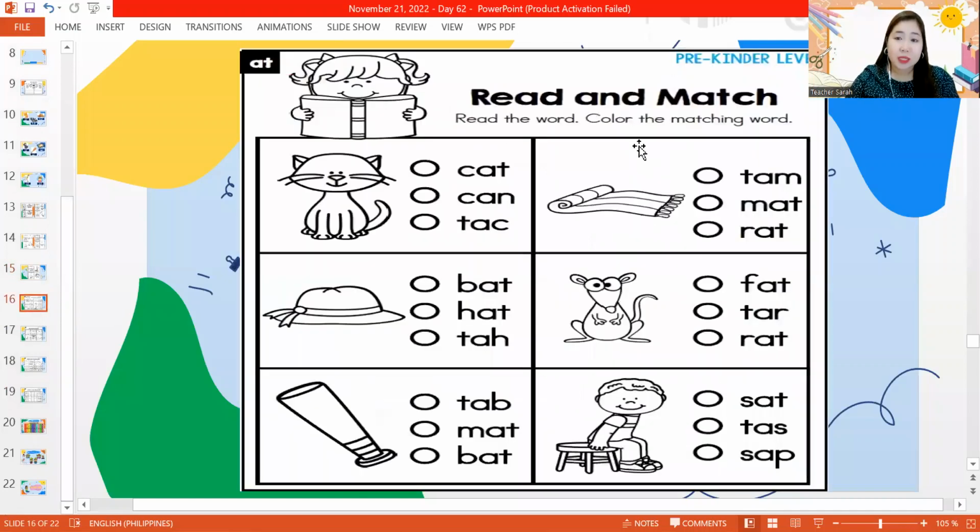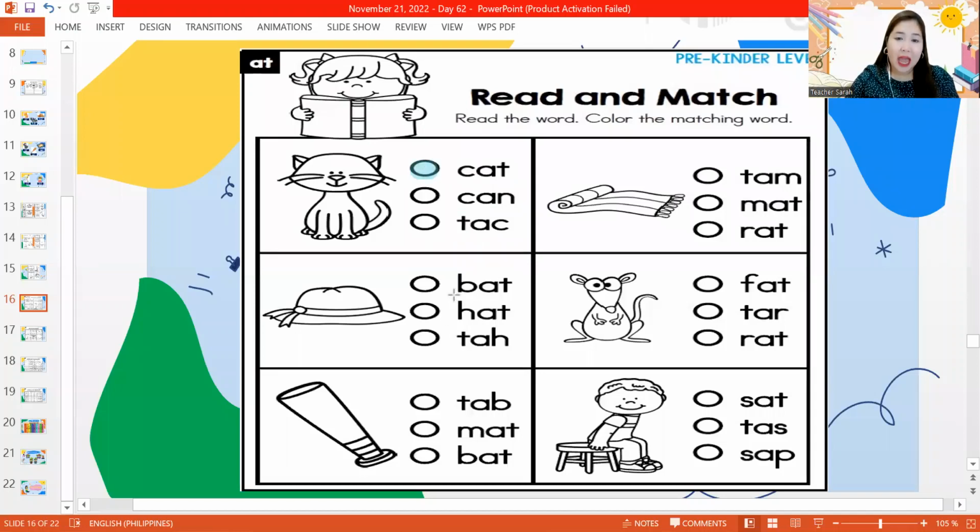Okie dokie, let's proceed to our read and match. So let's read the words first before we answer, okay? So we have cat, can, and tap. So looking at the picture, what is our picture? This is a cat. Good job.